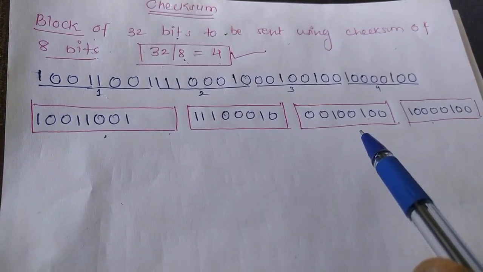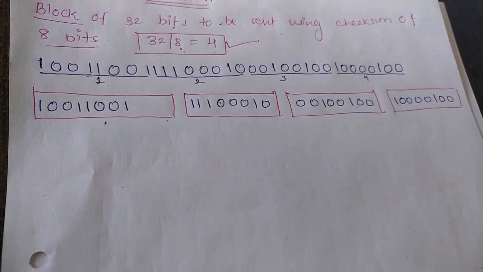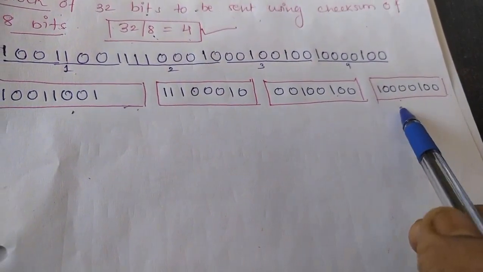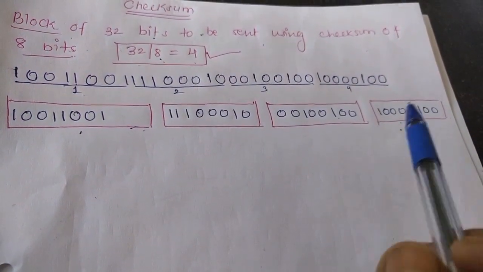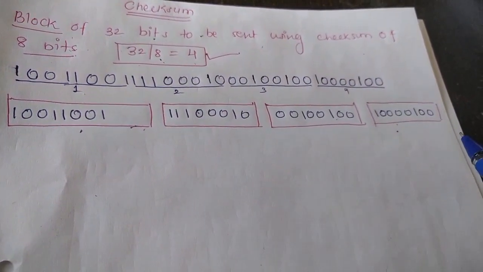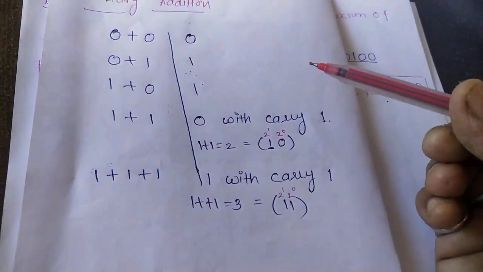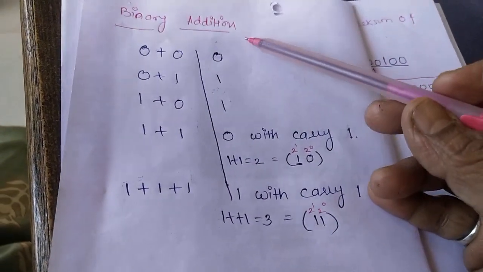After that, in the second step, what we are going to do? We are going to do the sum of all k data blocks. These are 4 data blocks, so k is equal to 4 here, and we are going to do the sum of all these k blocks. Before doing the addition of these binary digits, we will just revise how binary addition is performed.